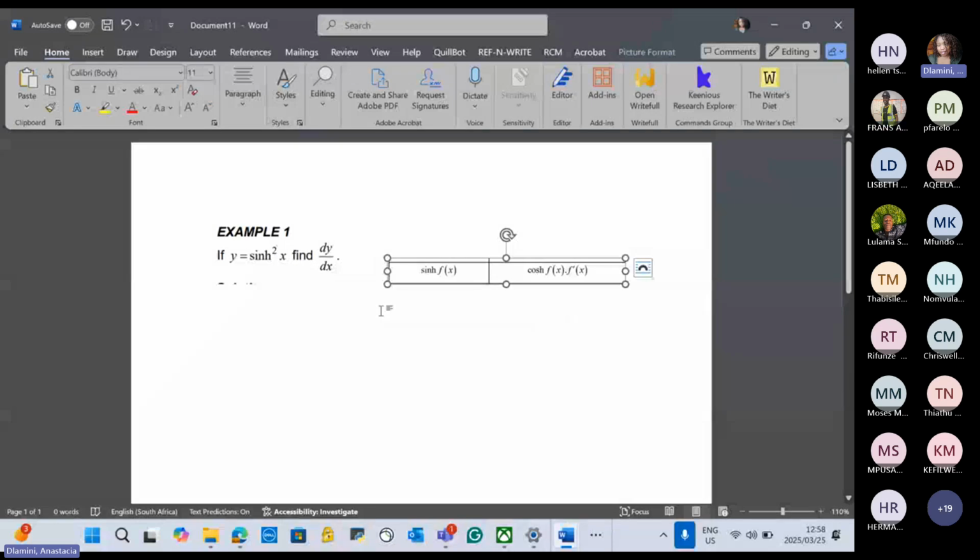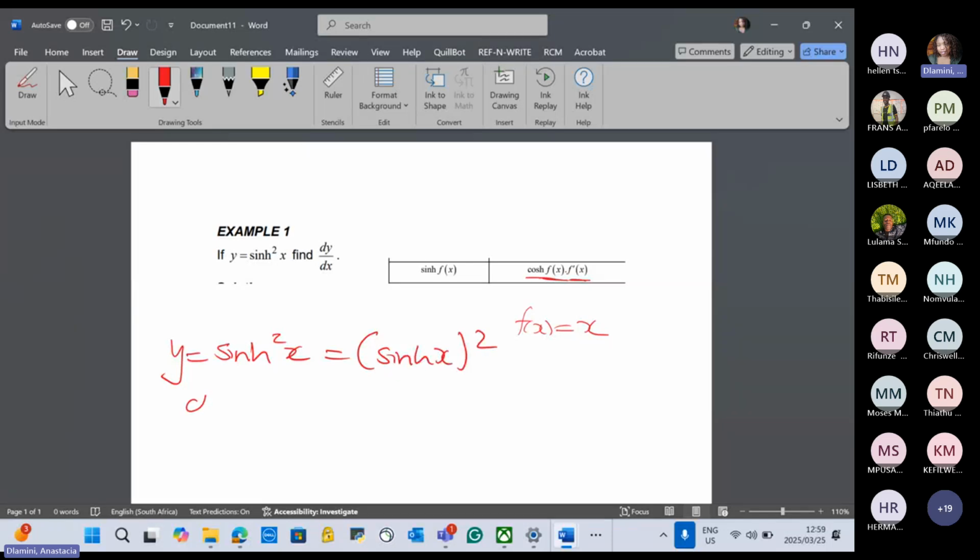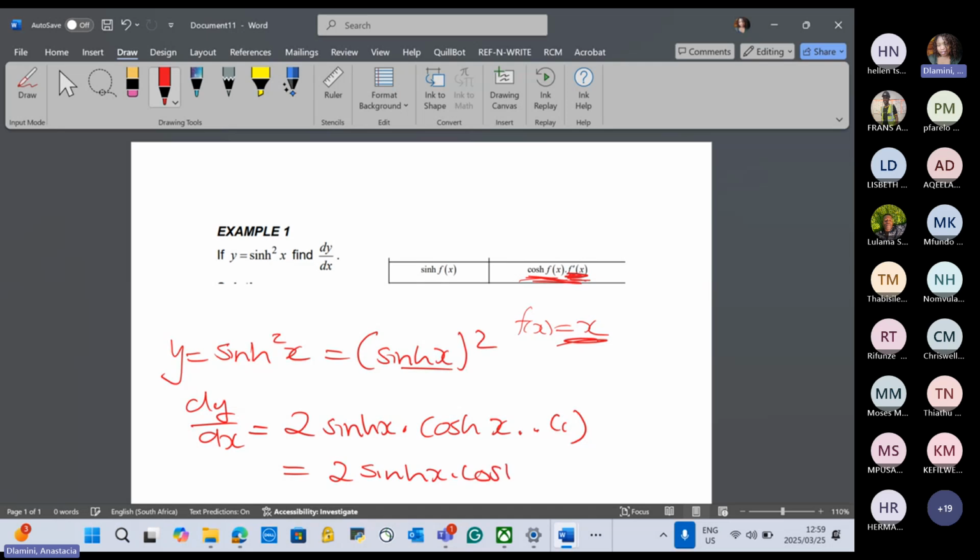Okay, so they are saying if you have sinh, then the derivative will be cosh f prime. Now, in this case, we agree that our f is equal to x. Are we all together? So y is equal to sinh of x, and we can write this as sinh of x squared. Therefore dy over dx, this is the chain rule, is 2 sinh of x times the derivative of this, which is cosh of x times the derivative of f of x. In our case, f of x is x, times 1. So this is equal to 2 sinh of x times cosh of x.